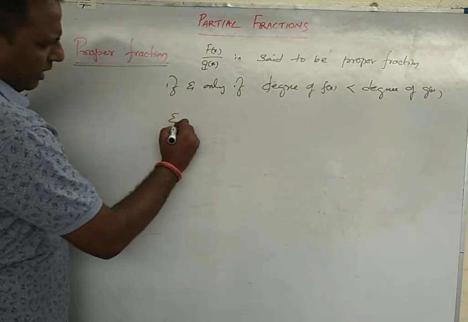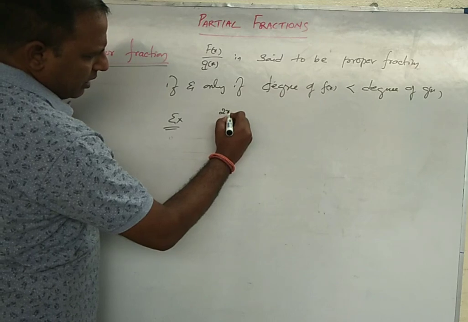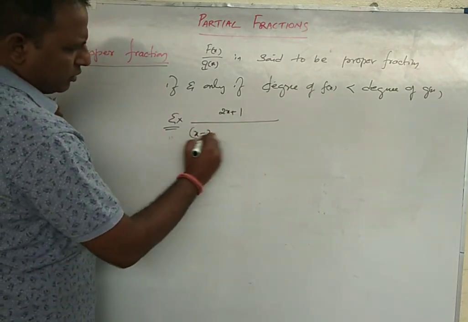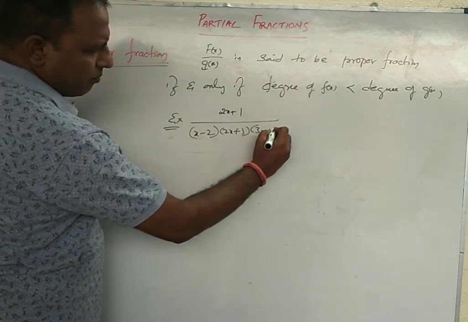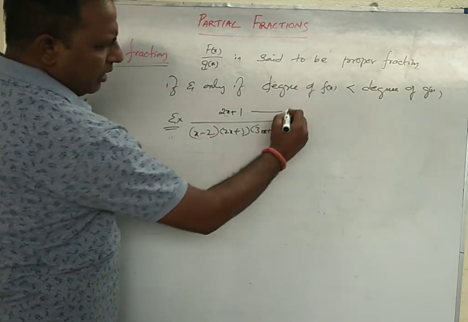Now, shall I give an example for this? Degree of f of x I consider as 1. g of x as x minus 2, 2x plus 1, 3x plus 5. Look here, degree of f of x. Degree is 1.